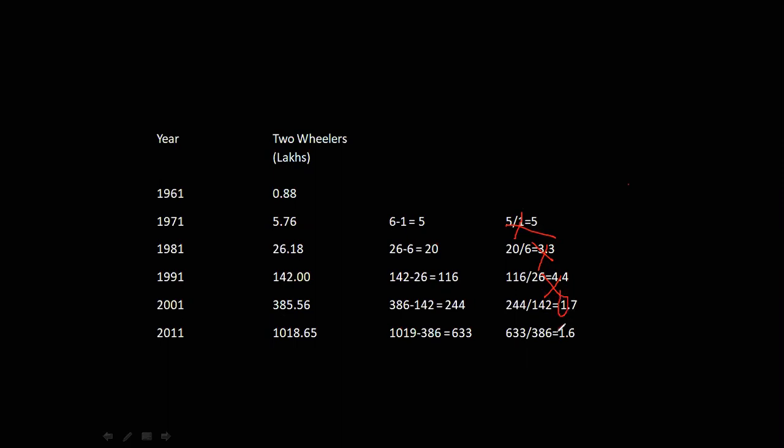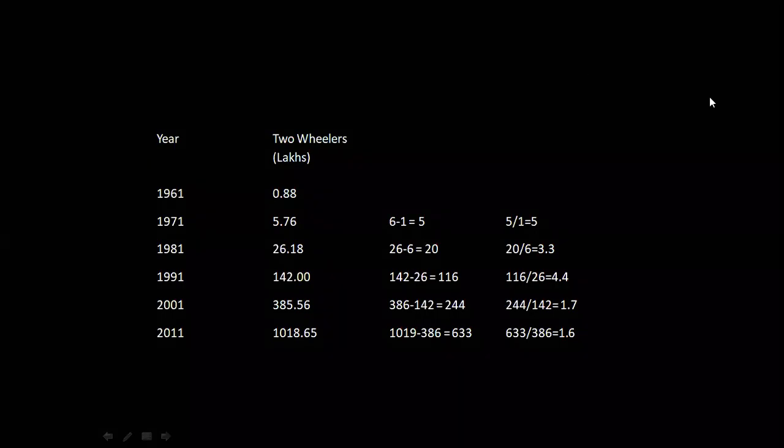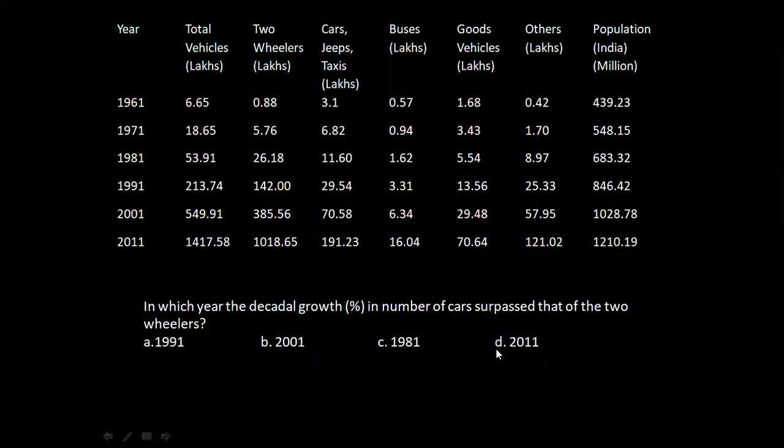It is 1 here and again 1 here. In such cases, try to go for the decimal point. When you go for the decimal point, in 2001 it is coming as 1.7. In 2011, it is coming as 1.6. The question here is, which year has seen the steepest fall in two-wheelers? So in such a case, the right answer will be 2011. So 1.6 has been recorded in the year 2011. Option D will be the right answer here.